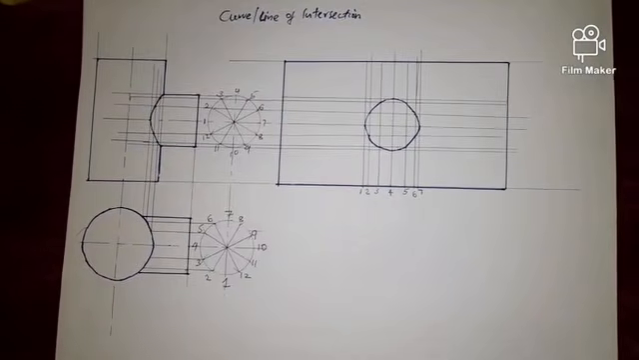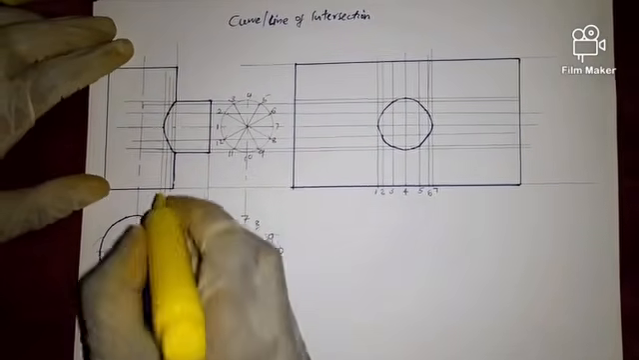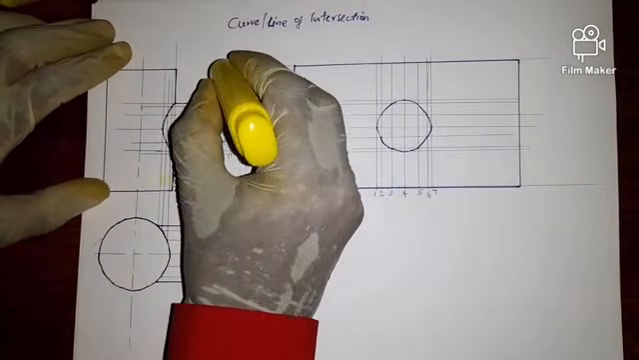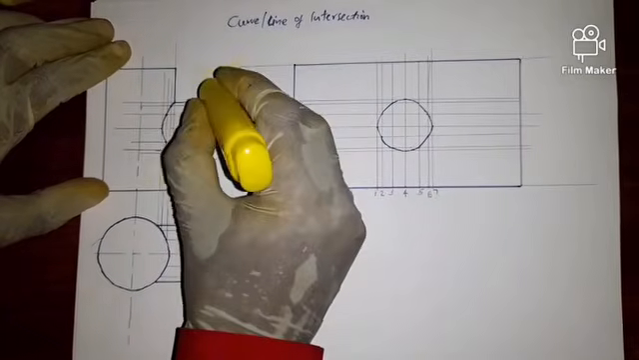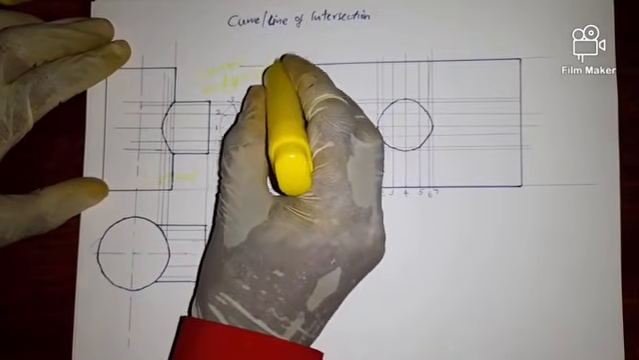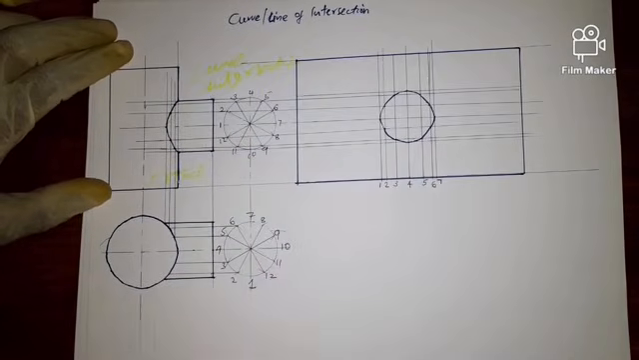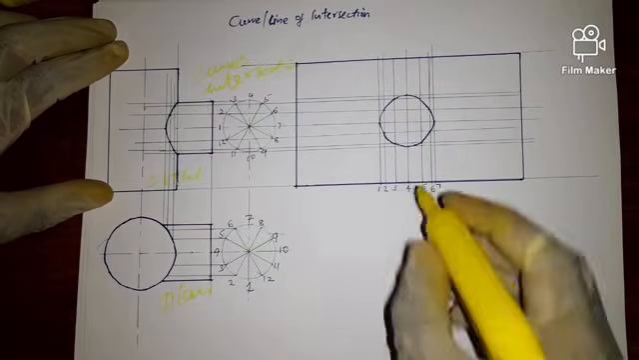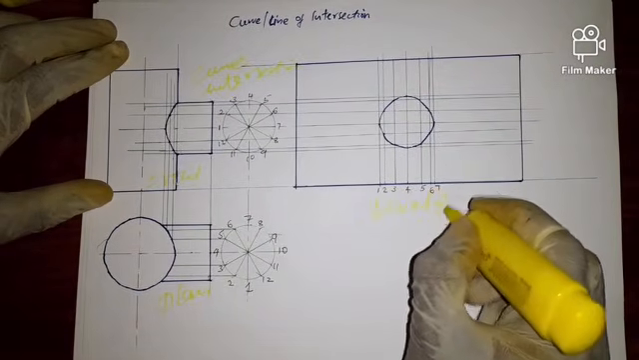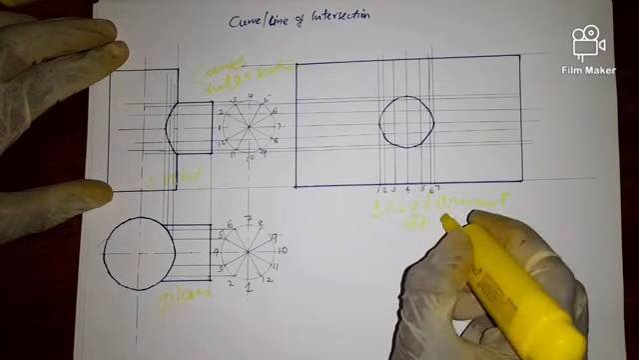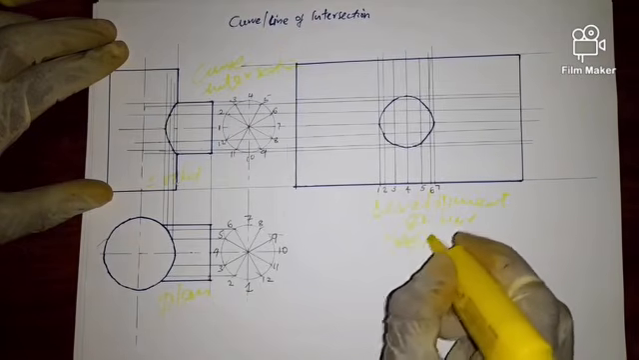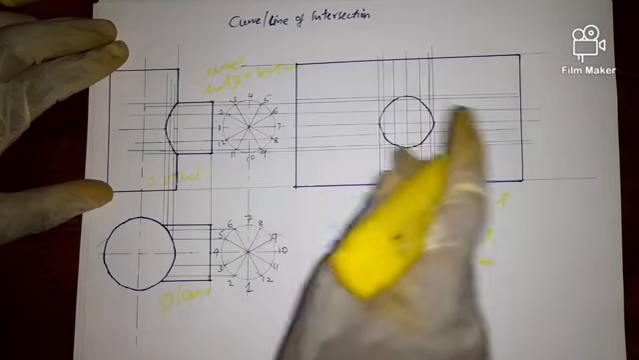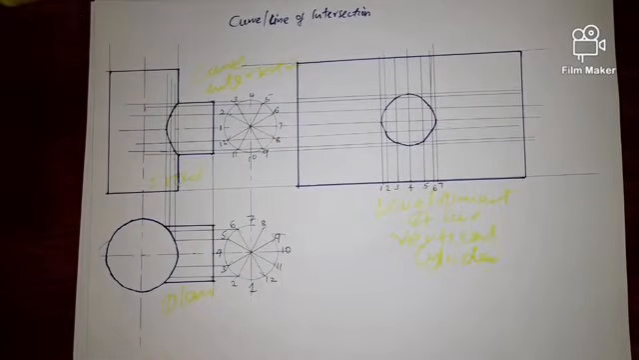Good. Now what we have drawn is we have drawn our front showing our curve of intersection. We have drawn our plan. Here it is. And now we have also drawn development of our vertical cylinder showing the cut out circle.